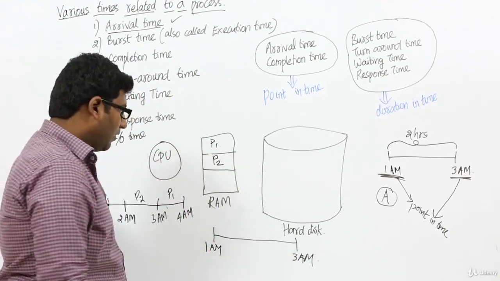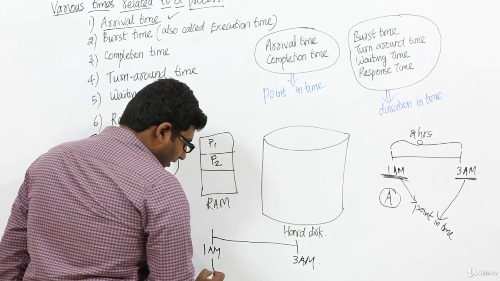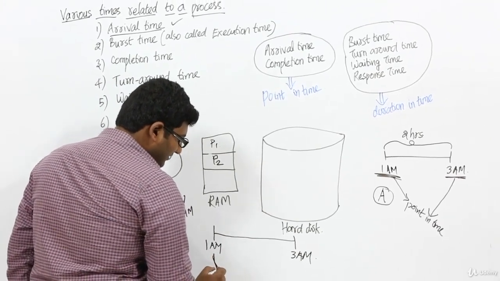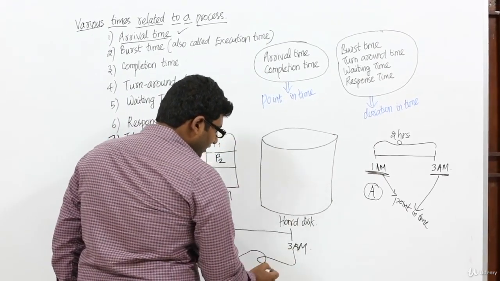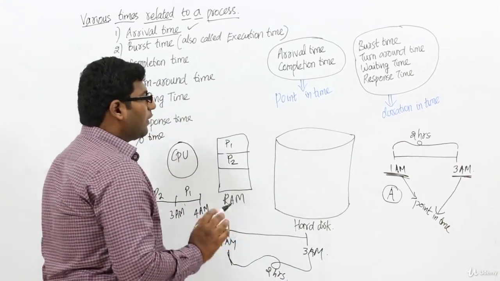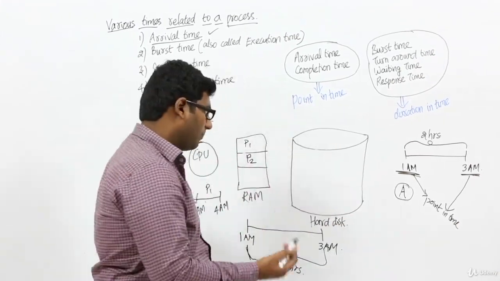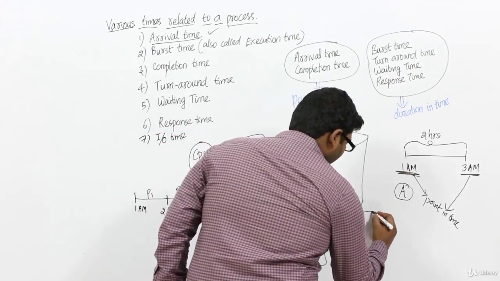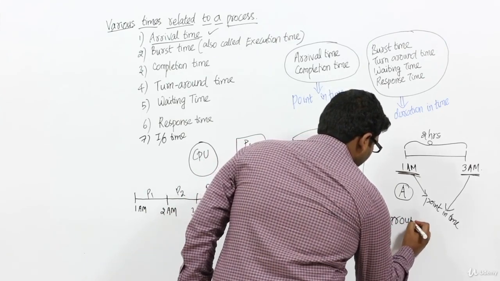Now this 2 hours, which means the time from when the process came into the RAM till the process completed its execution, is also called turnaround time. For computing turnaround time, we have a formula. We have two formulas actually.